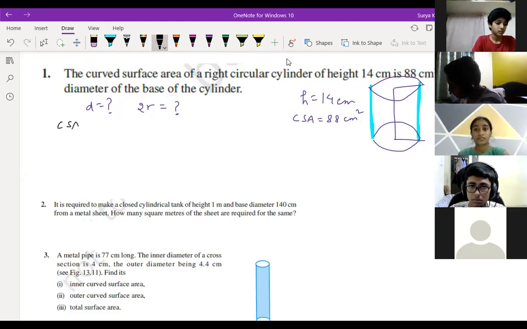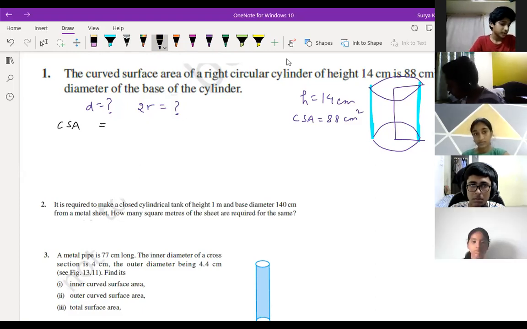CSA of cylinder is equal to, what should you write as the formula? Sahil, tell me the answer for this. CSA of cylinder.